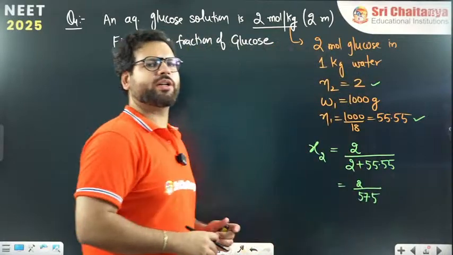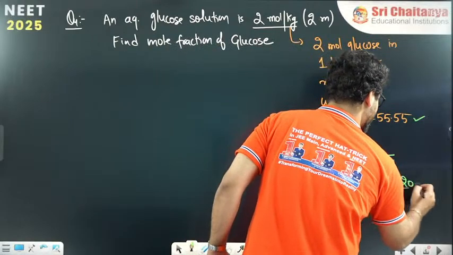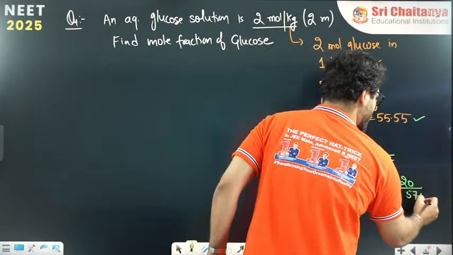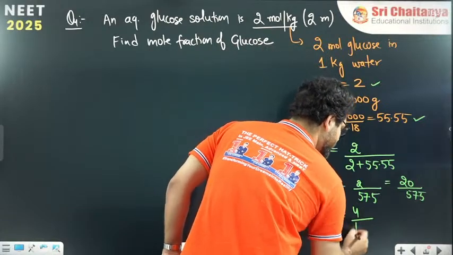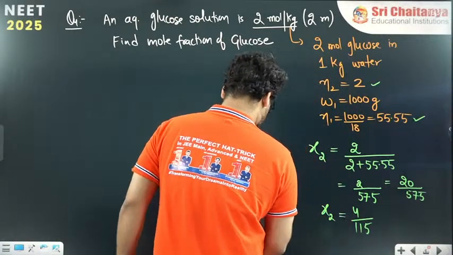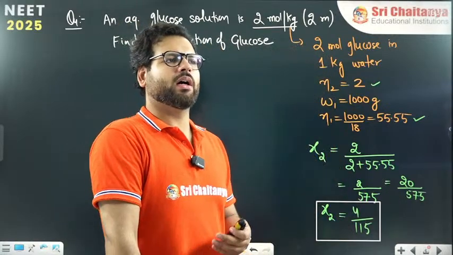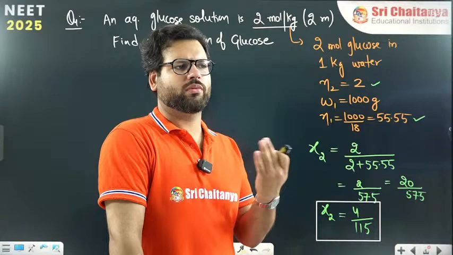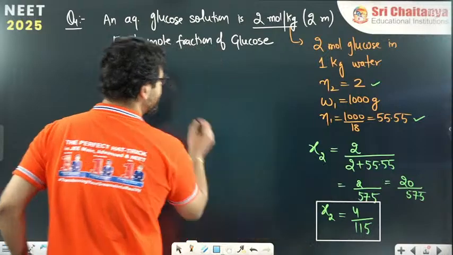Mole fraction questions, generally they give you answers in fraction only. So they'll give you an answer like this. It is 20 over 575. Or on the table of 5 you can cut it and say the answer is 4 over 115. 4 by 115, this is the answer. So many times mole fraction answers are just given as a fraction only. So they'll give you in a fractional form, 4 by 115. The other way to do this question was by formula.